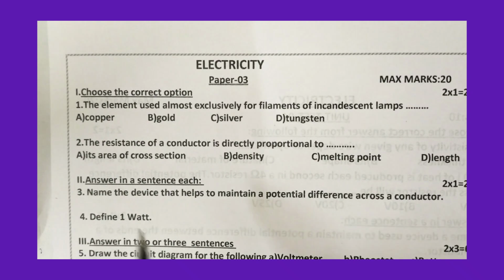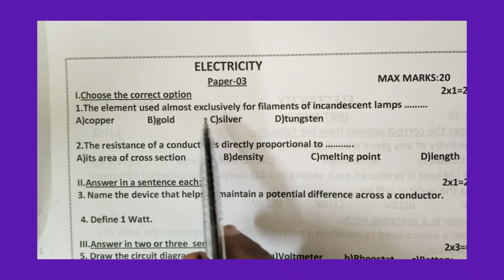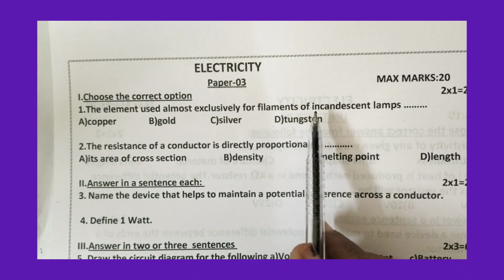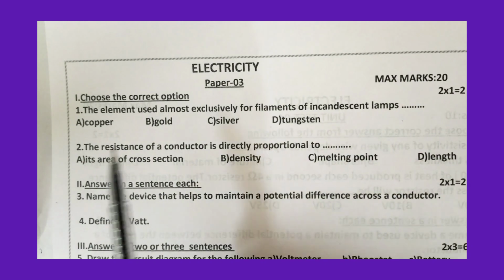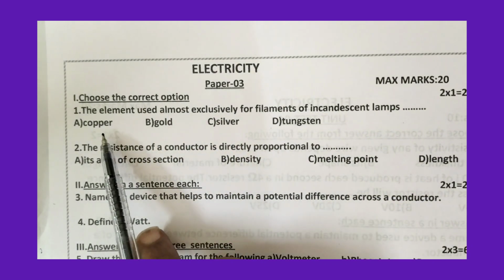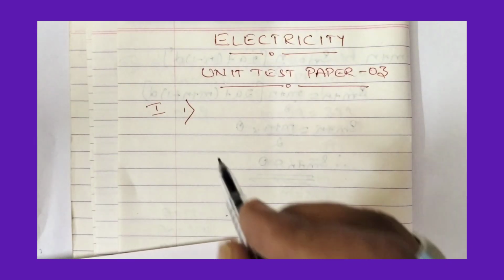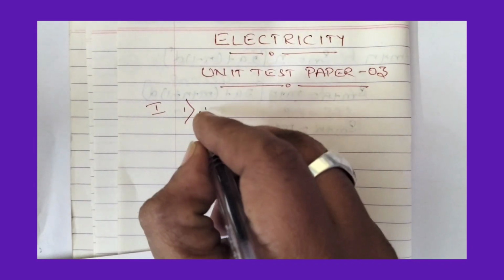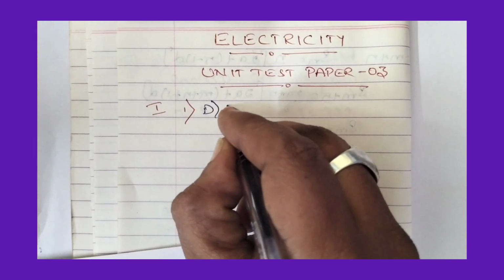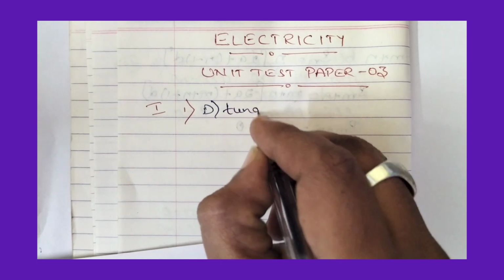So the first question is: the element used almost exclusively for filaments of incandescent lamps. The filament of incandescent lamps is made up of option D, tungsten. So for the first question, the right option is option D, that is tungsten.